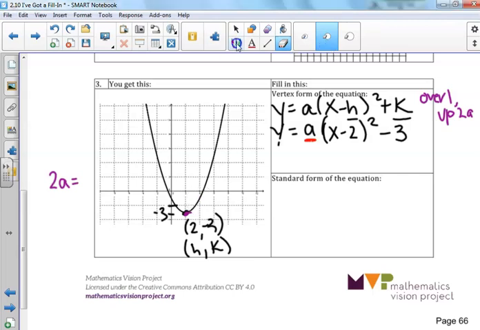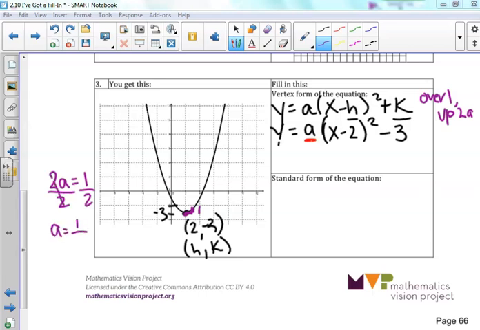From the vertex, we're going to go over 1, and it's harder to see on this graph, but 3 is about right here, and up. The up is what we're looking at. In this case, it does look like it goes from -3 to -2. That would be up 1. So therefore, we set 2a equal to 1, divide by 2, and a would be 1/2. So your vertical stretch should be 1/2.